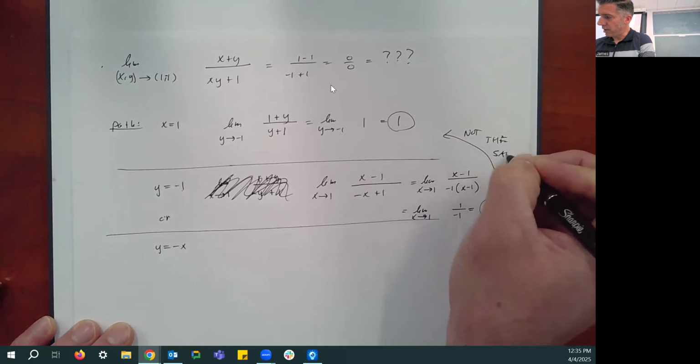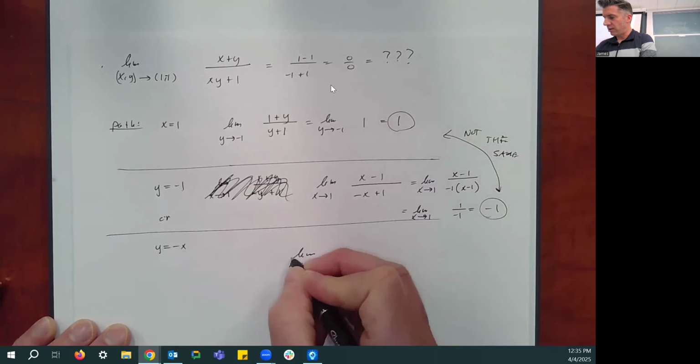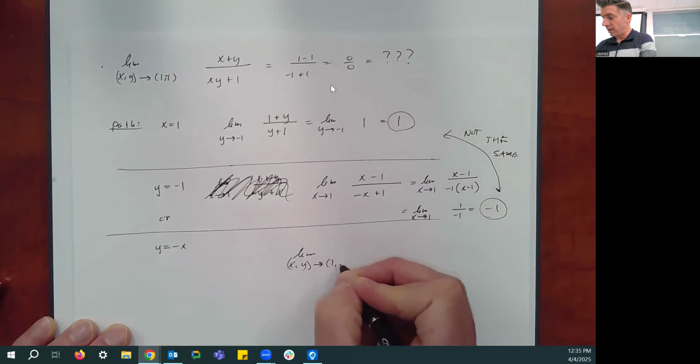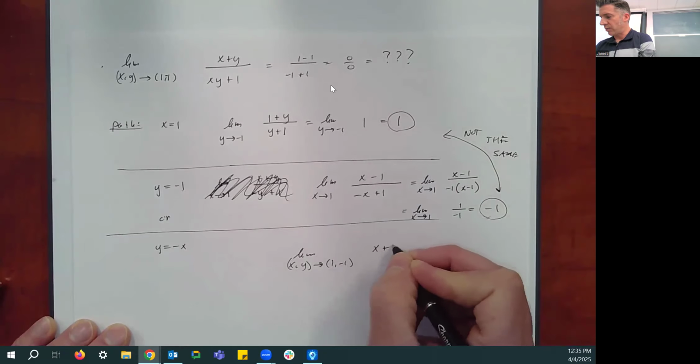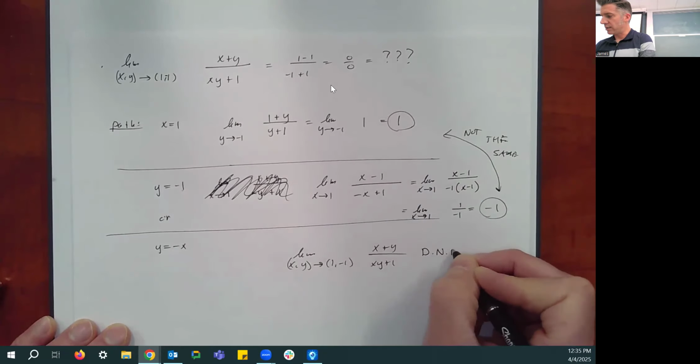Can I write words? Maybe. So our limit as x, y approaches 1, negative 1 of x plus y divided by xy plus 1 does not exist.